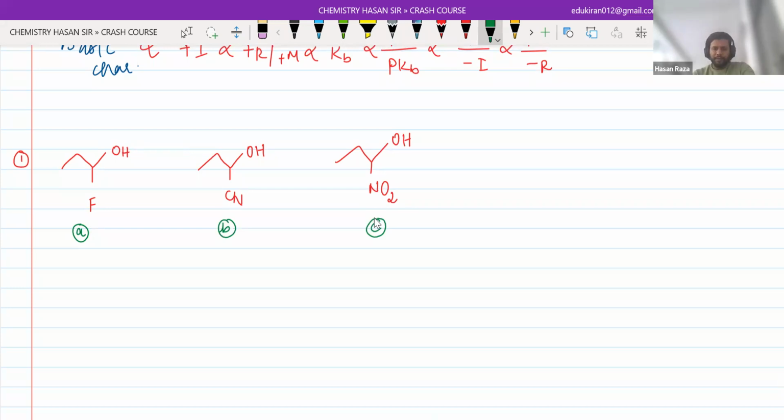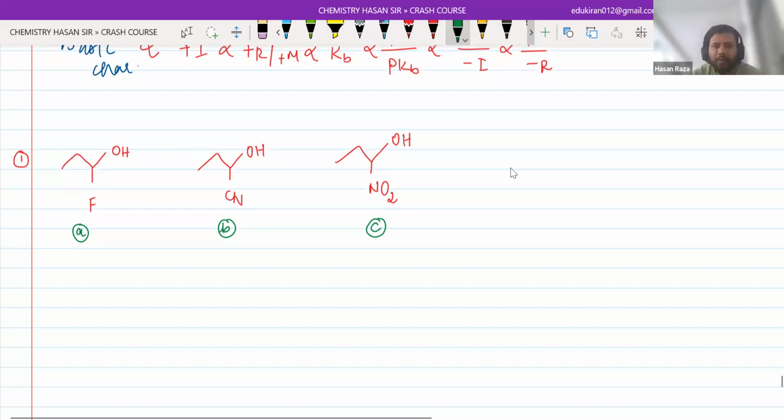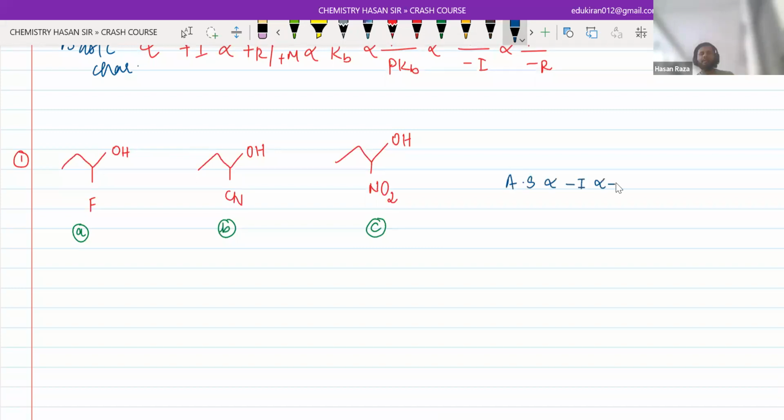Whenever we are going to calculate acidic character, what you need to keep in mind is that acidic strength or acidic character is directly proportional to minus I, which is directly proportional to minus R, minus M. That means the substance in which more... but here it is fluorine, cyanide, and NO2, in which NO2 has the most powerful withdrawing power. So which one will be the most acidic?